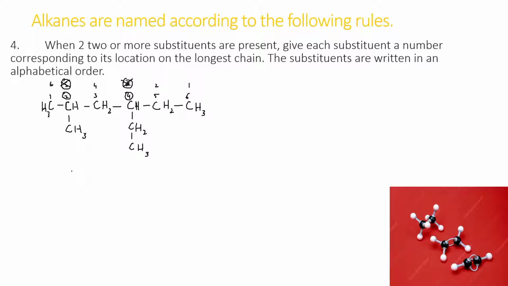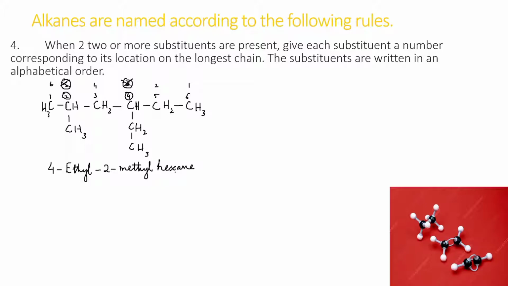Now I have to write the names of both the substituents in an alphabetical order. So which one would I write first, ethyl or methyl? Yes, I would write ethyl first, and ethyl is attached with carbon number 4. So I'll write 4 ethyl, and then I will write the carbon number with which my methyl group is attached, 2 methyl. So we are done with the name of the substituents, and in the end what do we write? The name of the parent chain, which is hexane in this case.